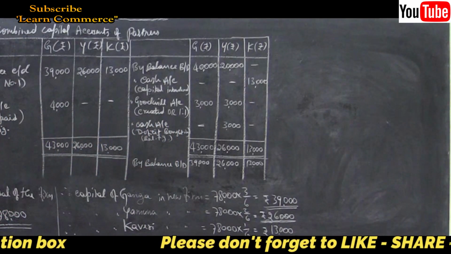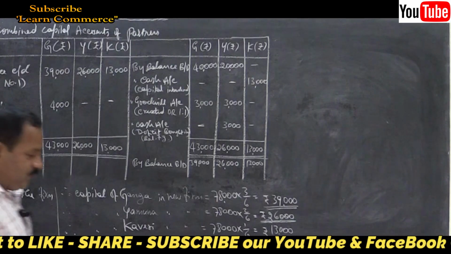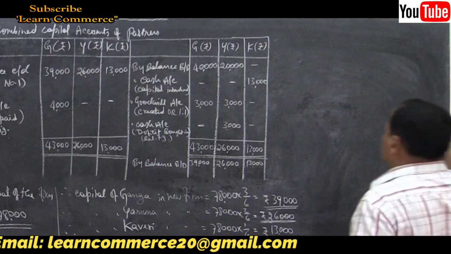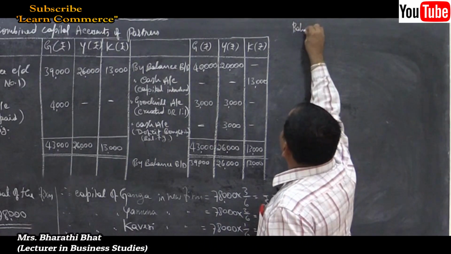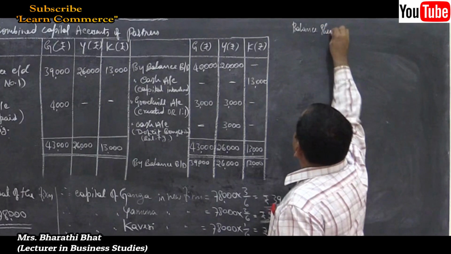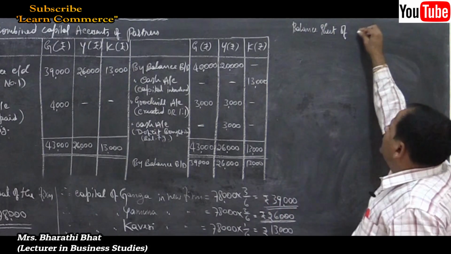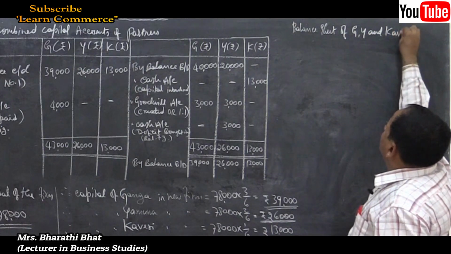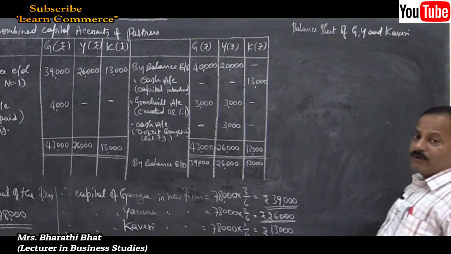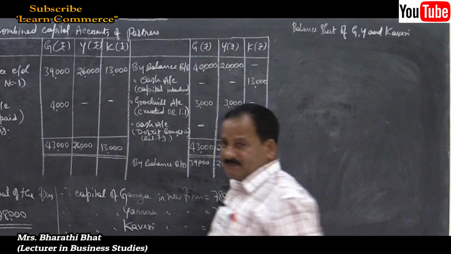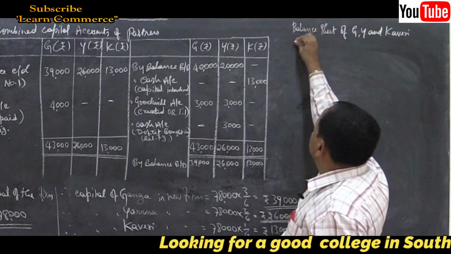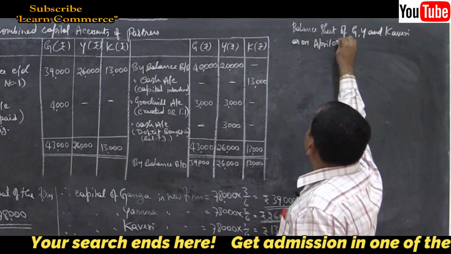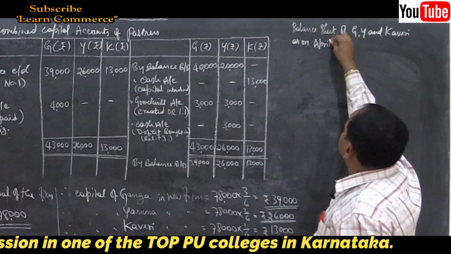Now let us move on to the last part, that is balance sheet. Let us prepare balance sheet here. Balance sheet of Ganga, Yamuna and Kaveri. Write in full. I am writing in short form. Don't use short forms in board exam. As on April 1st, 2000.